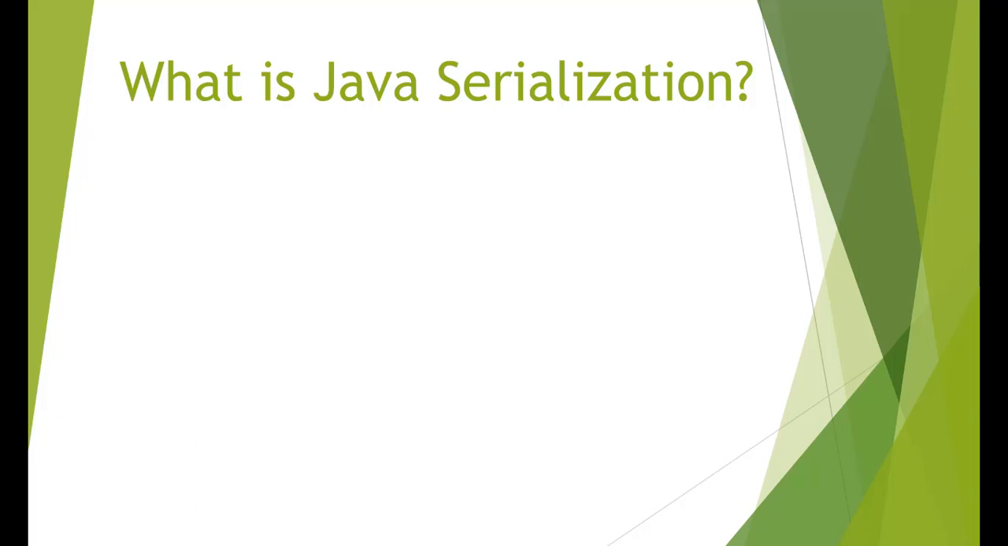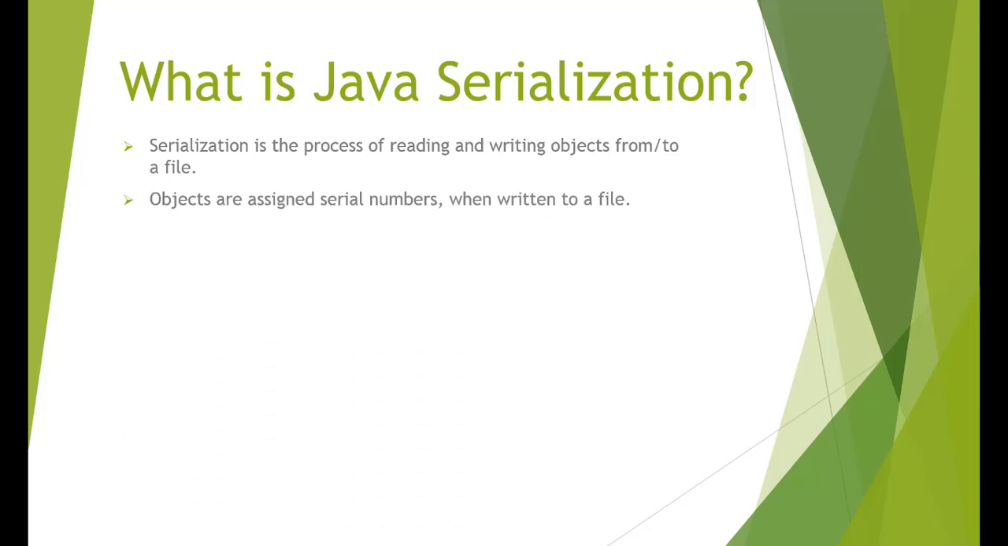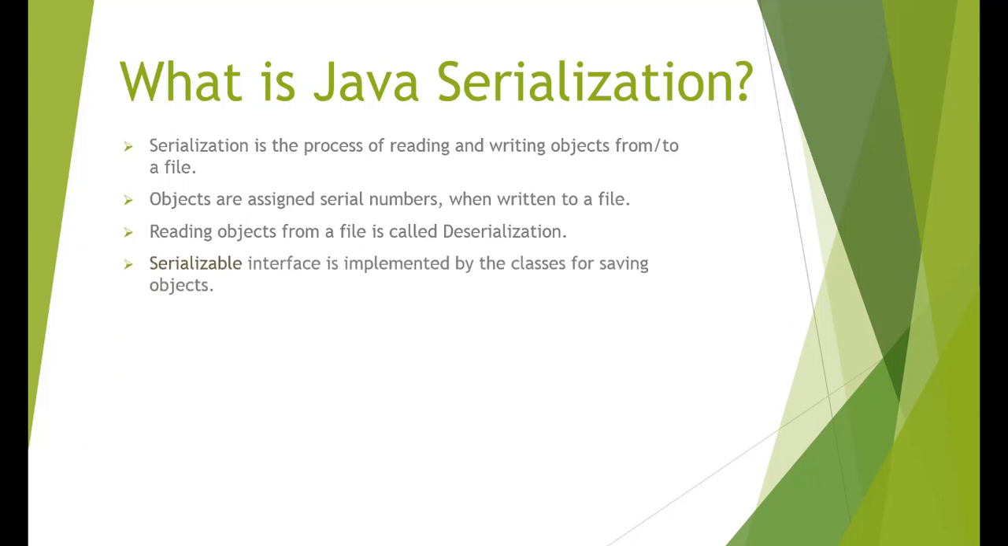Serialization is the process of saving objects to an object output stream, where each object is assigned a unique serial number. Reading the objects back from an object output stream is called deserialization. In order to use serialization, a class must implement the Serializable interface before saving objects into an object output stream.